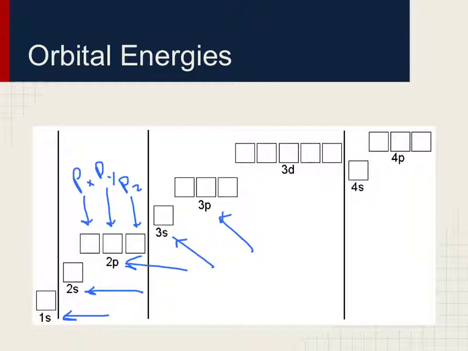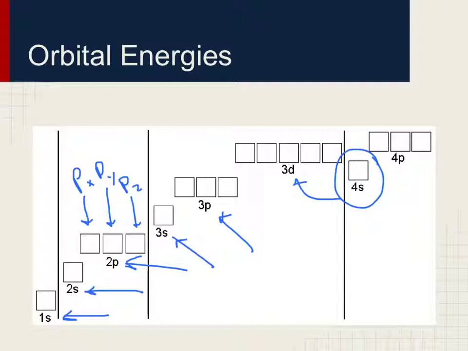Notice also here, quickly, look at the 4s orbital. Compare it to the 3d orbital, and we see that the 4s orbital actually has lower energy than the 3d orbital. What we can conclude then is that electrons will occupy the 4s orbital before they occupy the 3d orbital. And we'll take a look at that in a second.